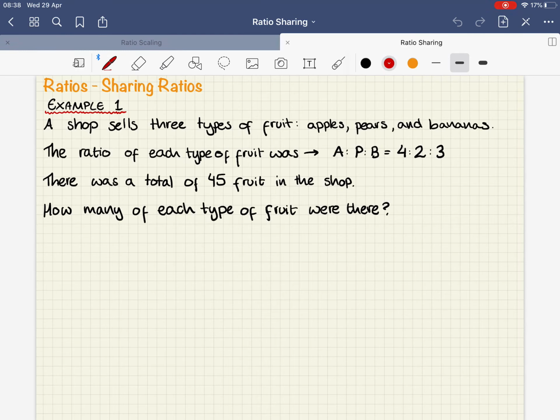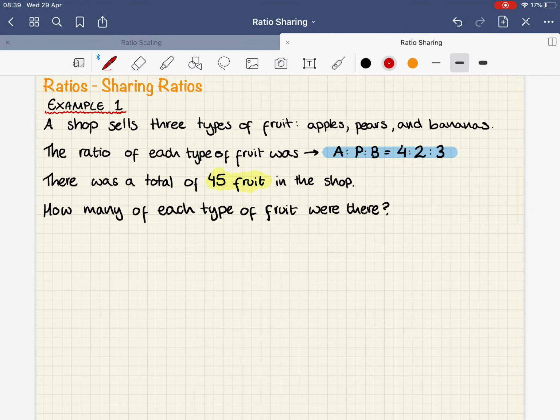So a shop sells 3 types of fruit: apples, pears and bananas. The ratio of each type of fruit was A, P, B, 4 to 3. So I'm just going to highlight that so it's clear to me. There was a total of 45 fruit in the shop. How many of each type of fruit were there?